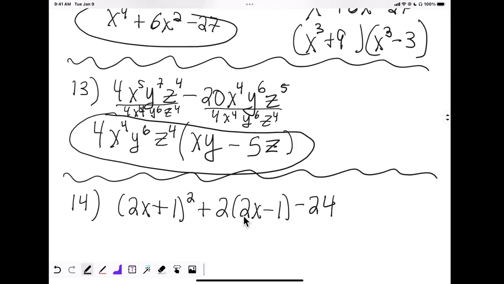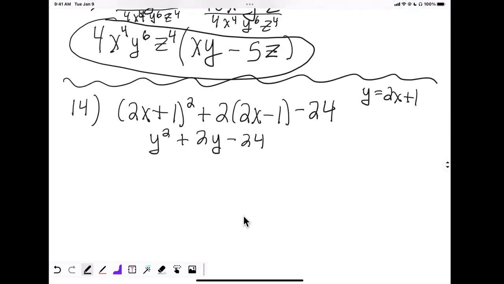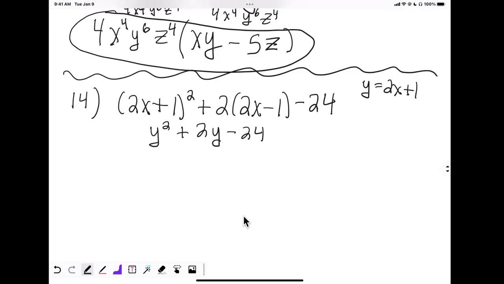So you're going to make y anything other than x, because if you use x, you can get confused. So I'm going to make y equal to 2x plus 1. And then wherever 2x plus 1 is, you're going to put y. So y squared plus 2y minus 24. Now it's a traditional factoring problem. So we can factor it with the AC method, or we can factor it with our numbers. Let's try just thinking about it. Okay, hold on a second. Let's do y.